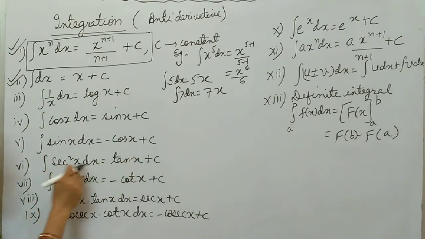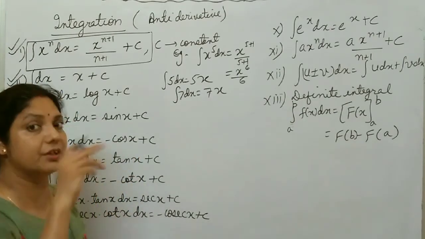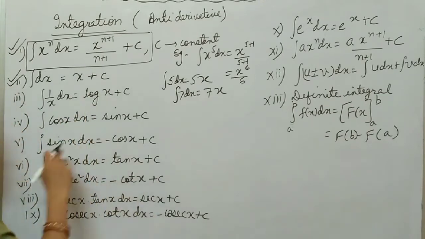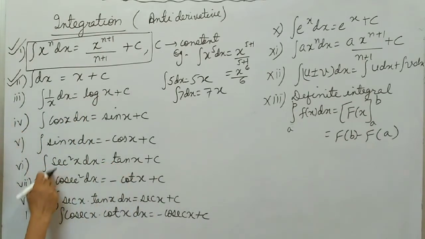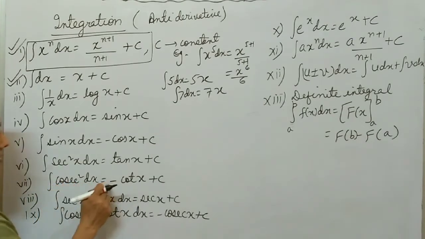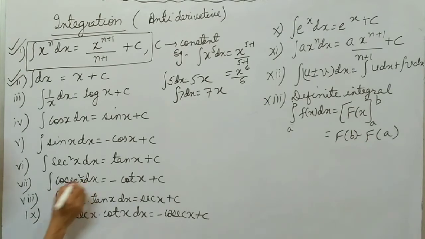Integration of sec square x is tan x. There, differentiation of tan x is sec square x, and in reverse, it means integration of sec square x is tan x. Integration of cosec square x is minus cot x.